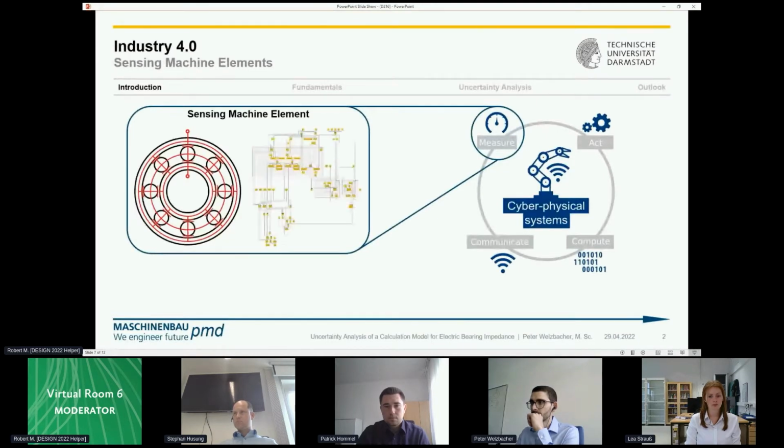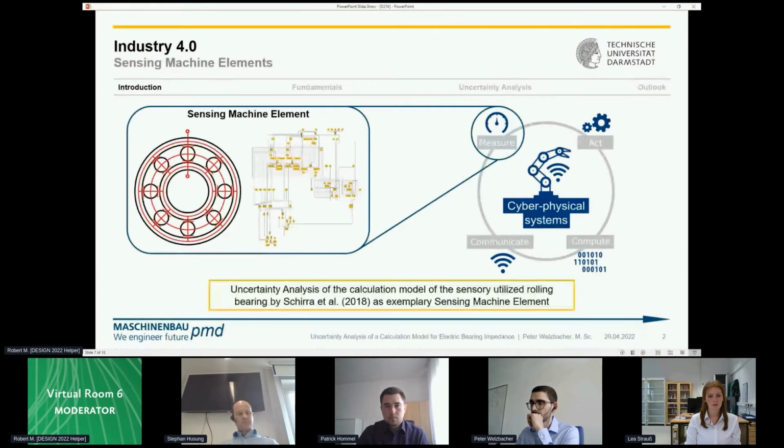The quality and reliability of the data provided by these machine elements, however, heavily depend on their underlying calculation model and the associated uncertainty. The calculation model describes the relationship between the provided measuring signal and the measurand. For the analysis of uncertainty, there are already some frameworks that are theoretically applicable. However, since these frameworks were developed against a different background, it remains unclear if and how they can be applied to calculation models of sensing machine elements.